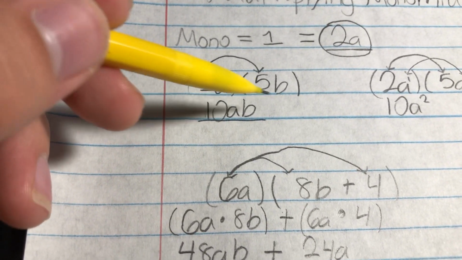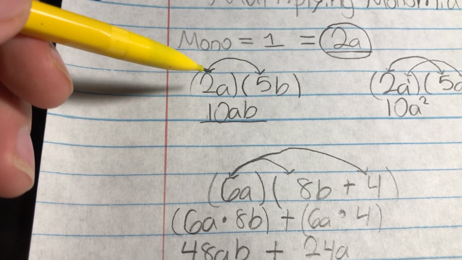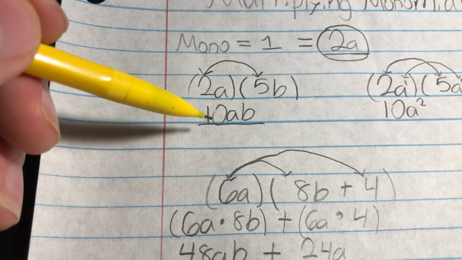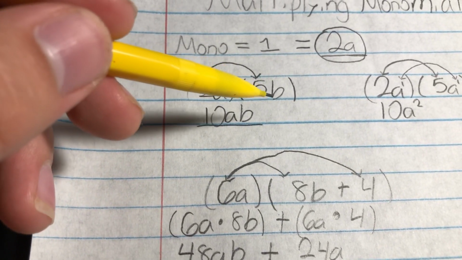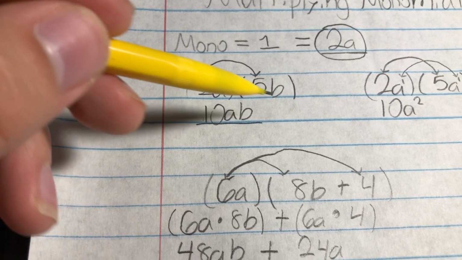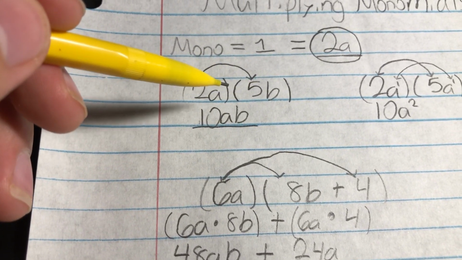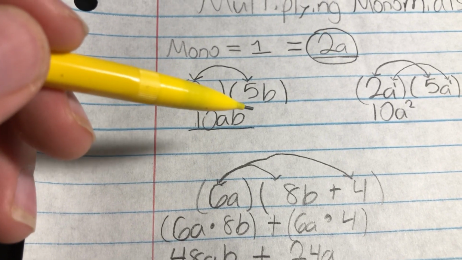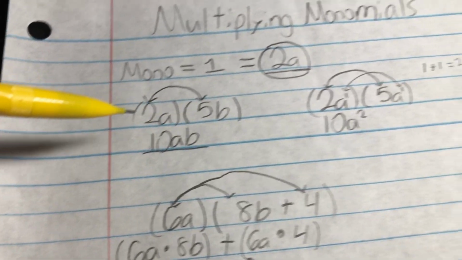Don't worry about these letters. Worry about the numbers right now. 2 times 5, that's easy. It's 10. Now, when you have the a and the b, all you're going to do, since they're two different variables, they're not the same letter, is put them side by side in alphabetical order.